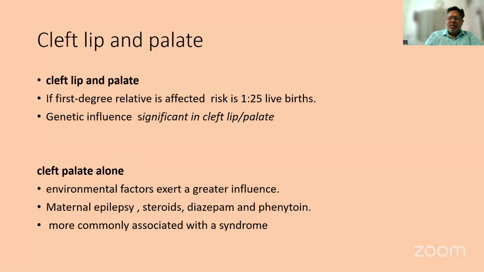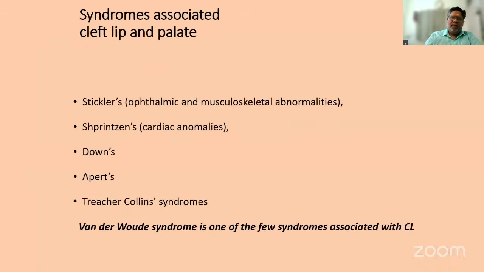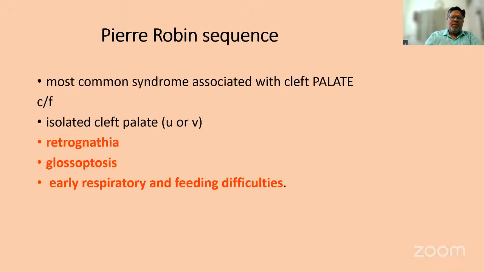Cleft palate is most commonly associated with syndromes rather than cleft lip and palate. The various syndromes associated with cleft lip and palate are Stickler's, Apert's, Down's, and Treacher Collins syndrome. But there is only one syndrome which is associated with cleft lip alone. It is called Van der Woude syndrome, in which there are multiple lip pits. Pierre Robin syndrome is more often a sequence in which there is retrognathia, glossoptosis, and early respiratory difficulties. Isolated cleft palate is also a finding in Pierre Robin syndrome.